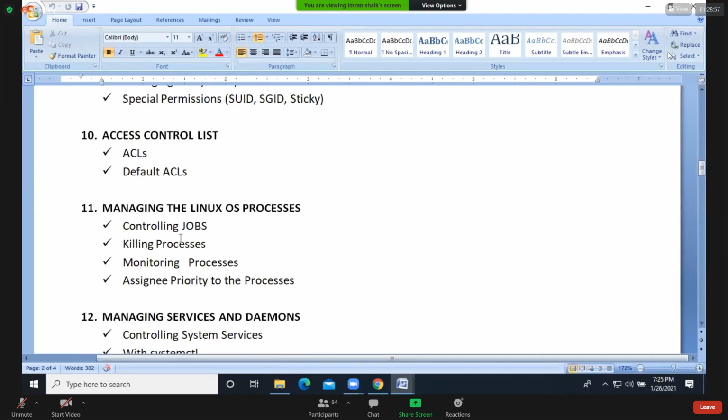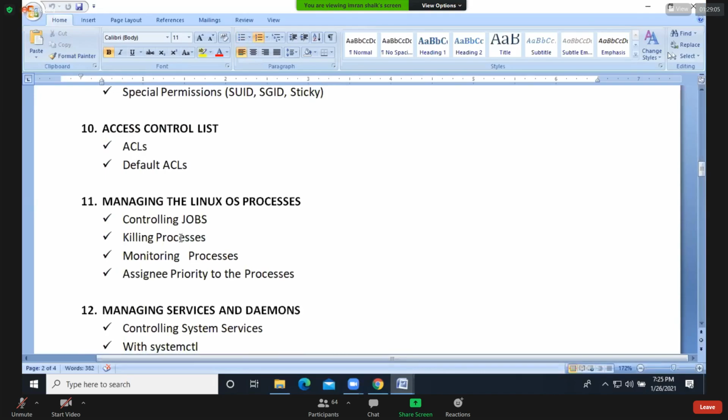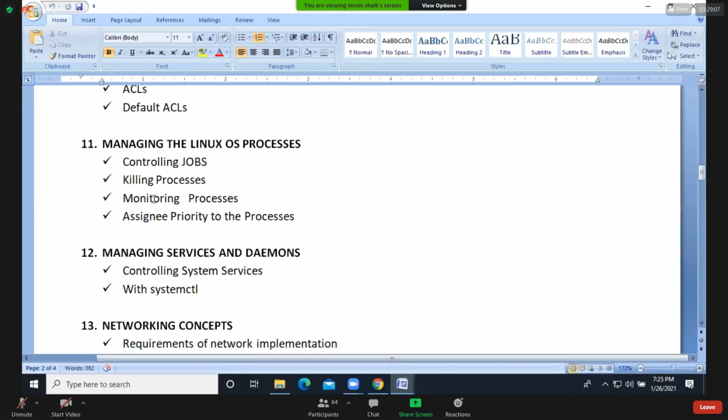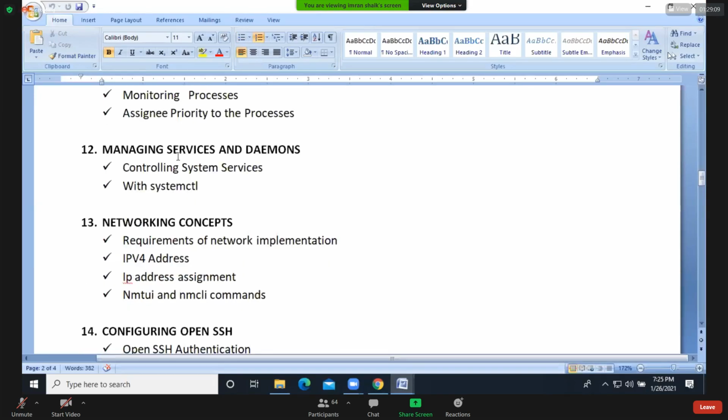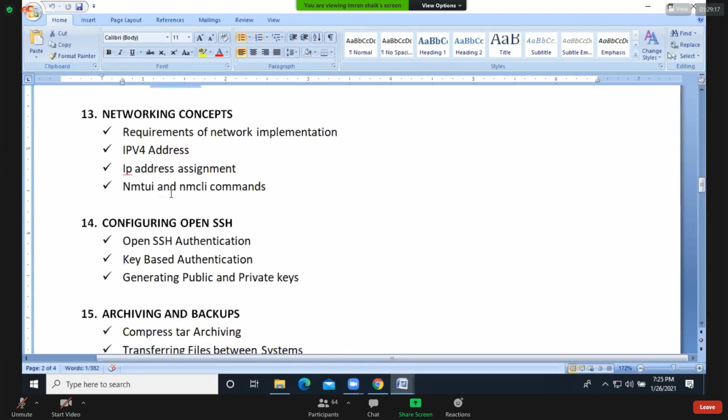and then operating system process management. It's a very important thing. No one is going to teach it, even Red Hat partners sometimes. Yes, we'll have shell scripting also. Don't worry. I hope you're clear. And services and daemons, how to manage services and daemons and control system services with systemctl. And the networking concept will take 3 to 4 days, guys.